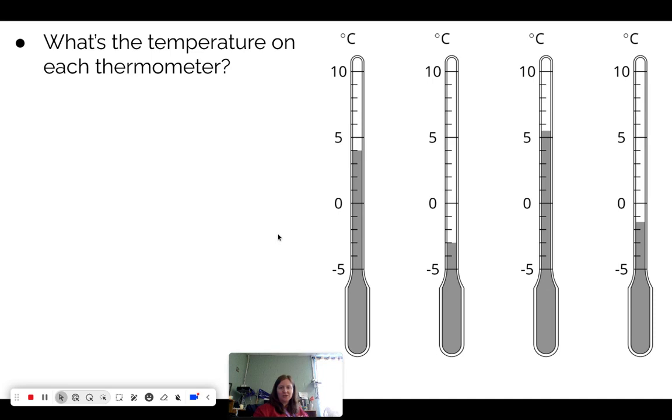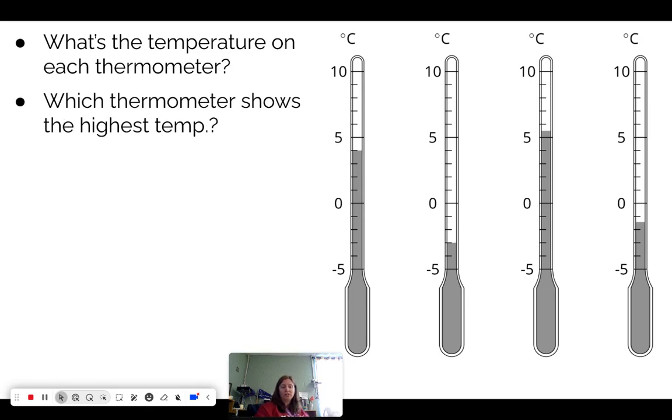So hopefully you had a chance to write those down. This one would be 4 degrees because 5, 4. This one would be -3 degrees because if this is 0, -1, -2, this would be -3. This one would be 5.5 degrees. It's not quite 6 because 6 is here, but it's not 5 either. So about 5.5 degrees. And this one would be -1.5 degrees because here's -1 and here's -2. So it's about halfway between -1 and -2.